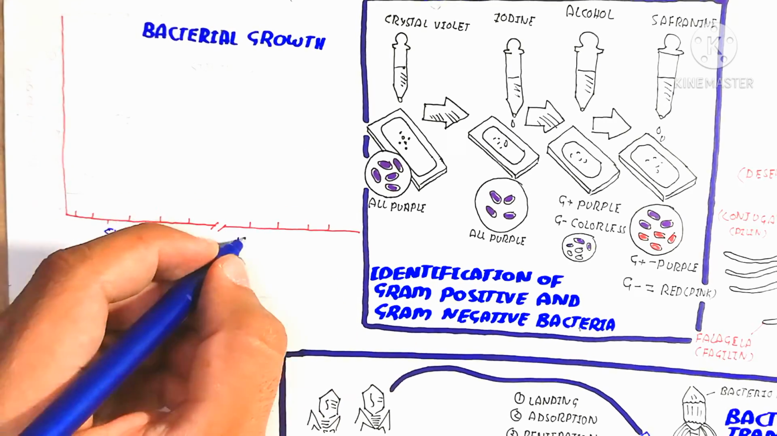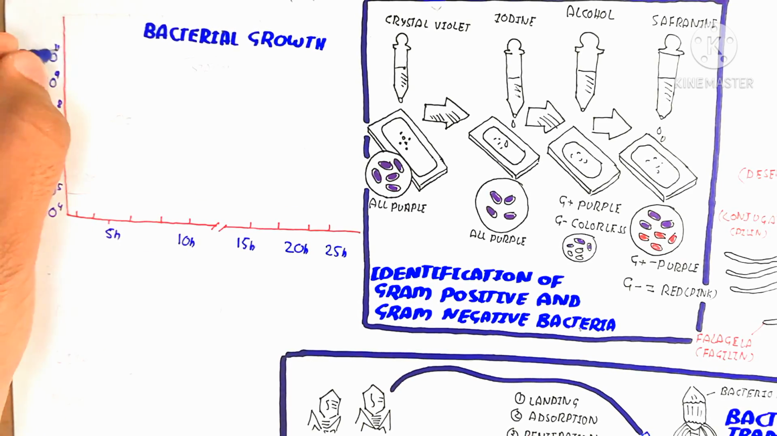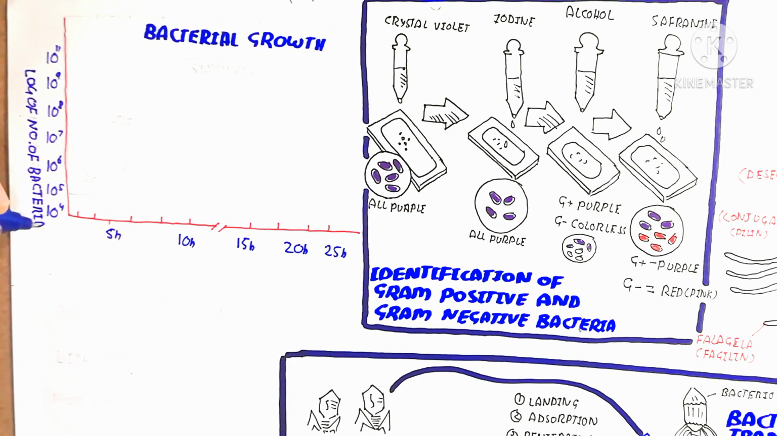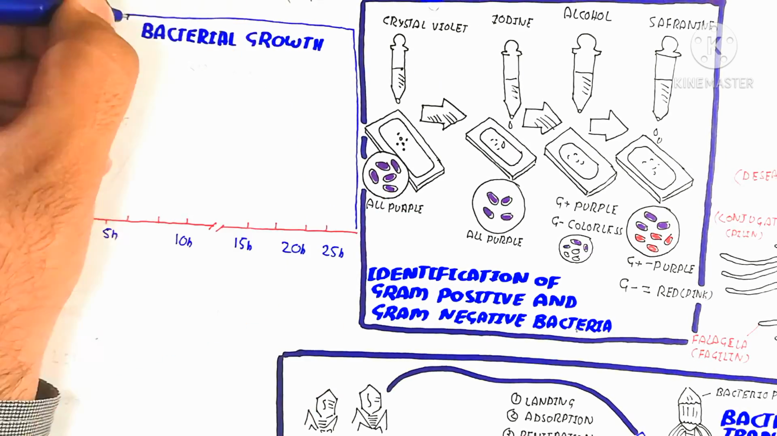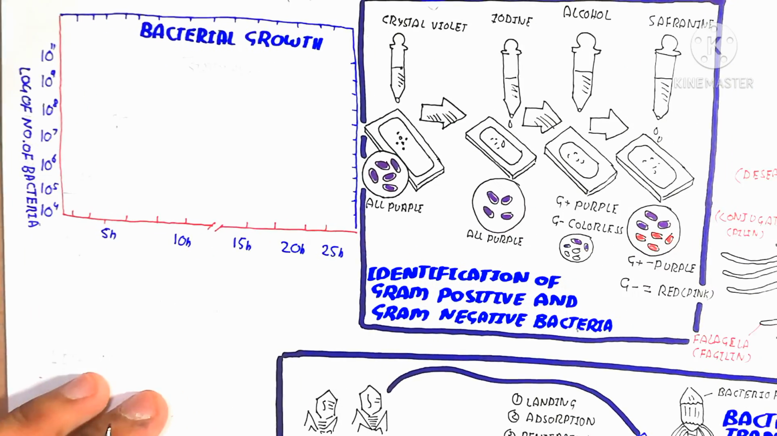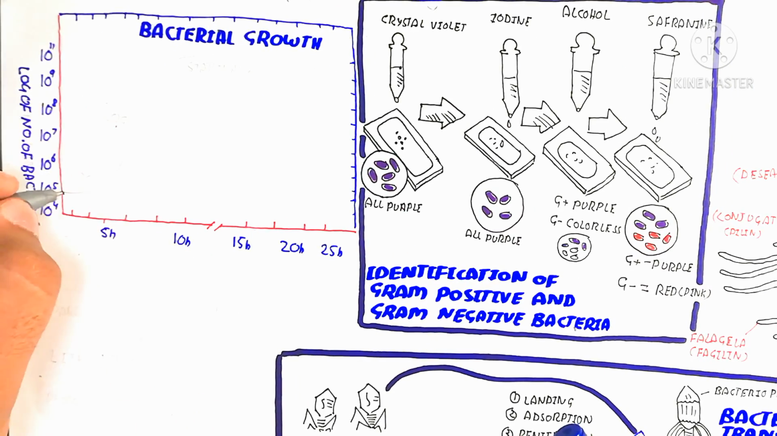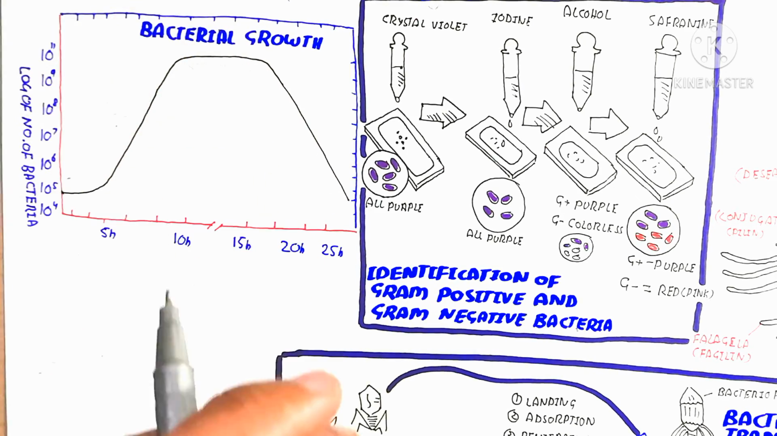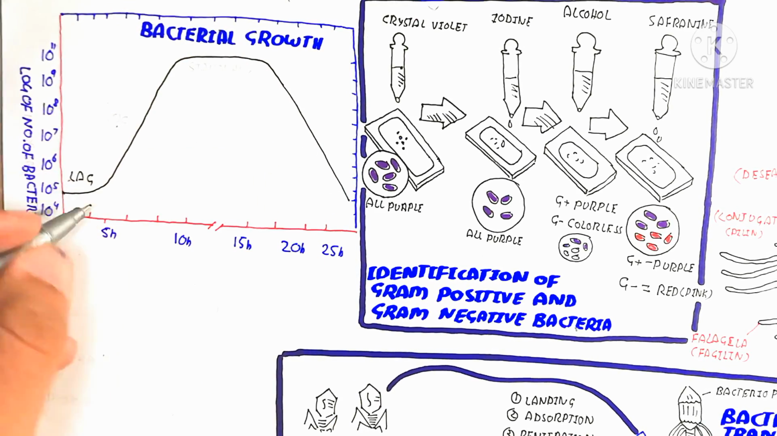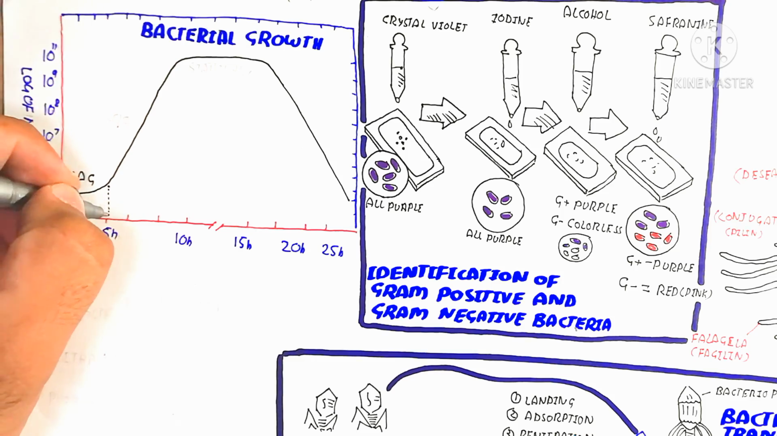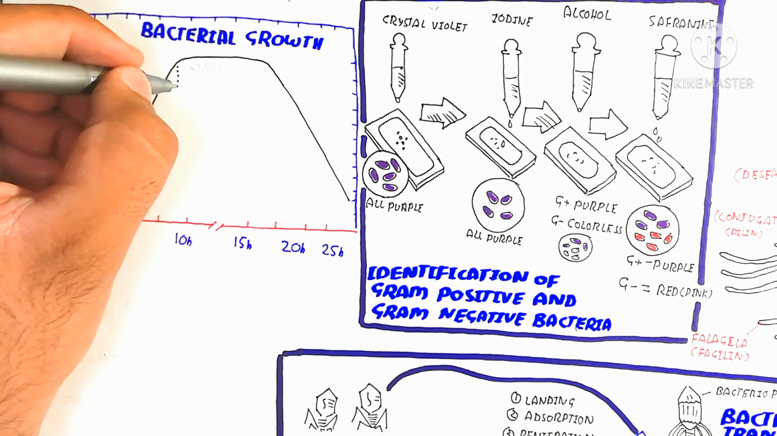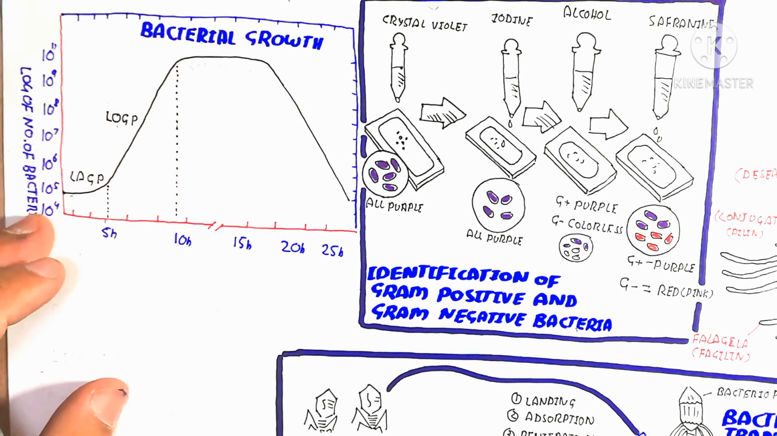Next, we will discuss bacterial growth. Here I am drawing a graph that shows bacterial growth. The vertical axis shows the log number of bacteria, meaning the bacteria increase by powers of 4, 5, 6, 7, 8, 9, 10. The horizontal axis shows the hours: 5 hours, 10 hours, 15 hours, 20 and 25.